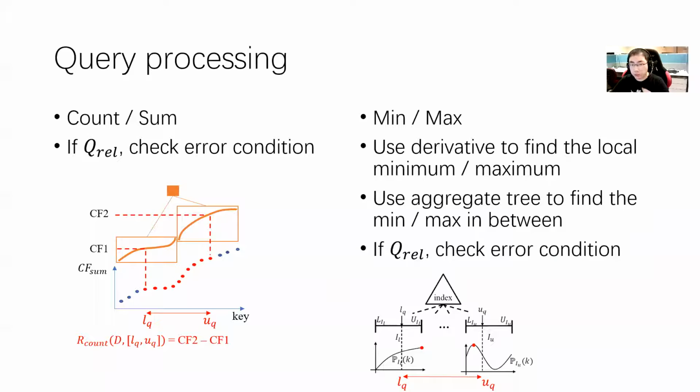Specifically, for count and sum queries, we just do the subtraction using the prediction from our polynomial functions. For min and max, we use derivatives to efficiently retrieve the local minimum or maximum and compare them with the min or max between these two ends, which can be efficiently found with an aggregate tree structure. For how to efficiently check the relative error or combine polynomial functions with aggregate trees, please check our paper for the details.